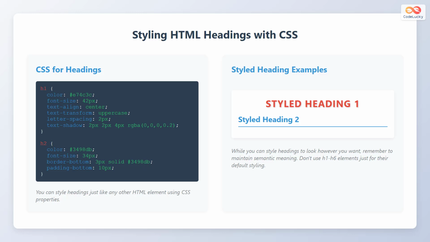For h2, the color is set to a blue color value. The font size is set to 34 pixels. A border bottom is added that is 3 pixels solid with the same blue color value. The padding bottom is set to 10 pixels. Here are examples of headings that have been styled with CSS. Remember that you can style headings to look however you want, but you should maintain semantic meaning. Do not use h1 through h6 elements just for their default styling.